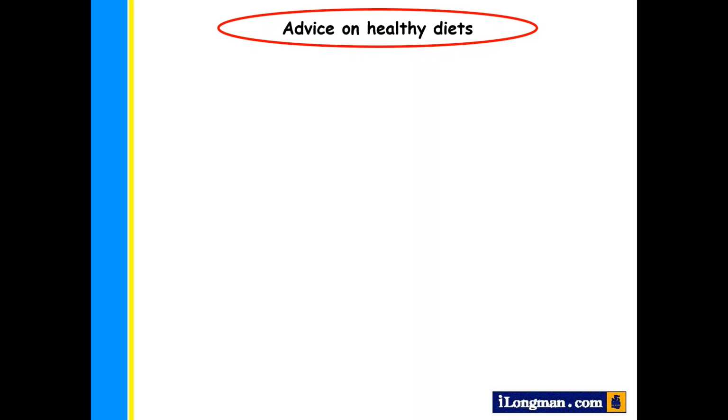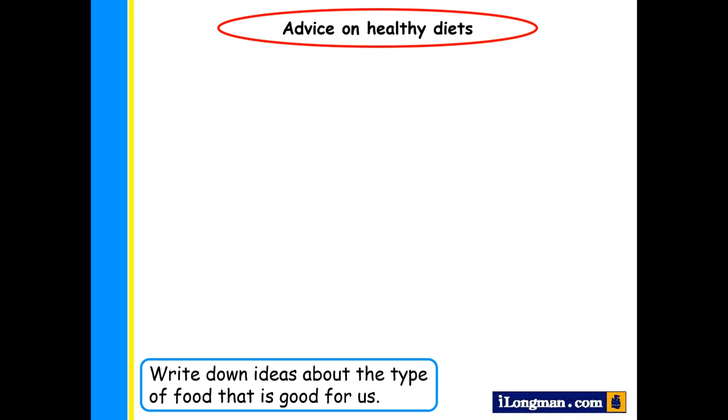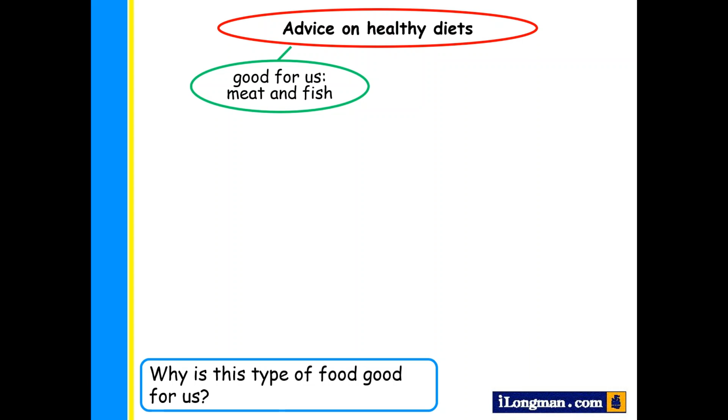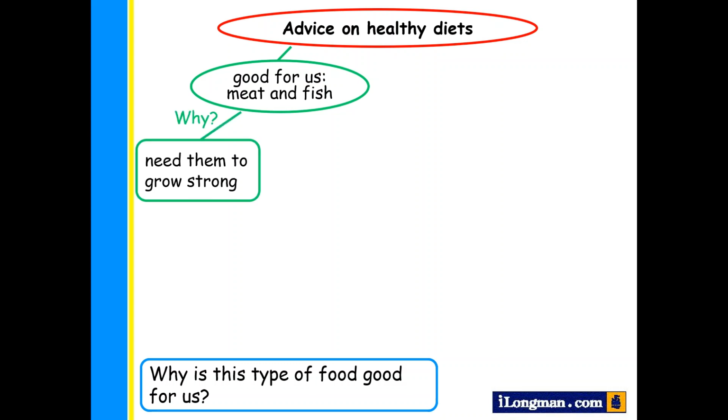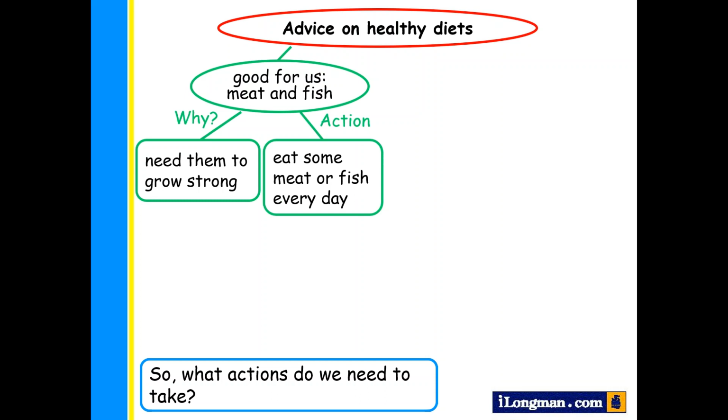Advice on healthy diets. Write down ideas about the type of food that is good for us. So, meat and fish. And why is it good for us? We need meat and fish to grow strong. And what do we need to do? We need to eat some meat or fish every day.